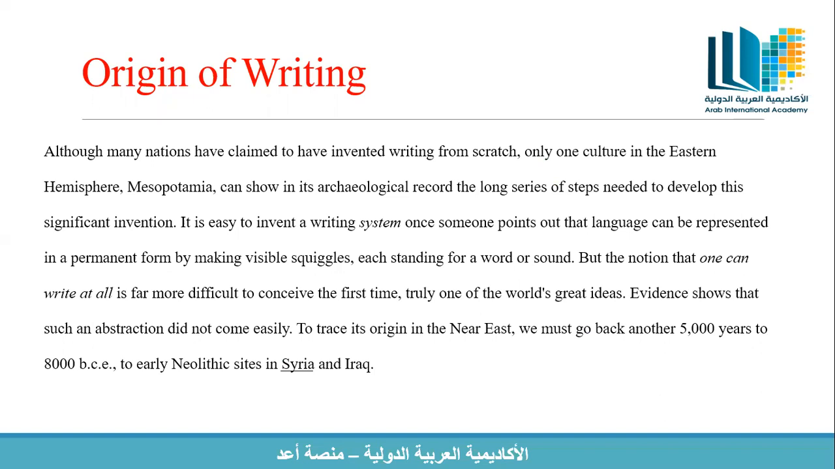It is easy to invent a writing system once someone points out that language can be represented in a permanent form by making visible squiggles, each standing for a word or sound. So they had signs, they had symbols, they had things that resembled and showed the meaning of words and sounds. But the notion that one can write at all is far more difficult to conceive the first time. Truly one of the world's great ideas. Evidence shows that such an abstraction did not come easily.